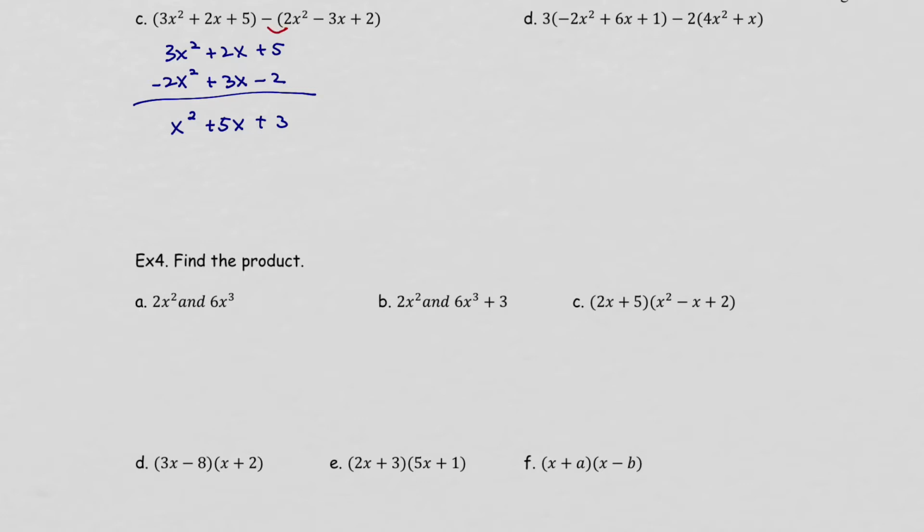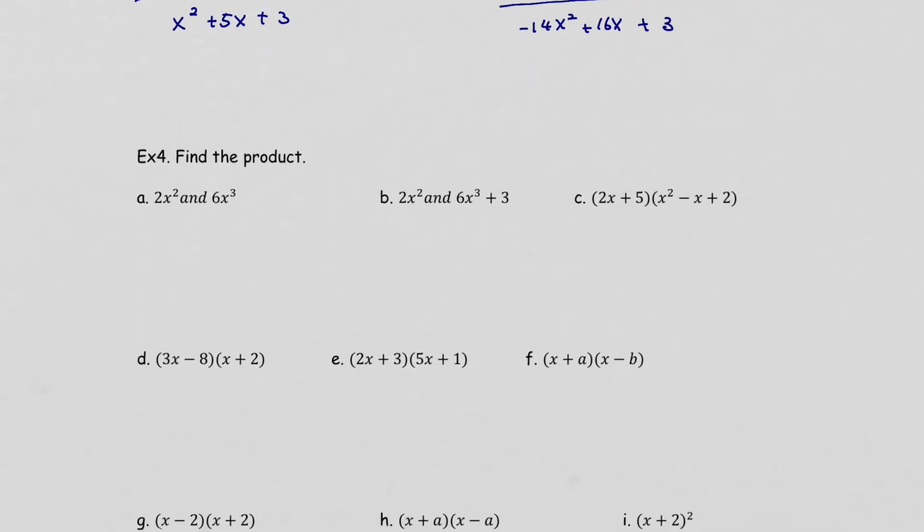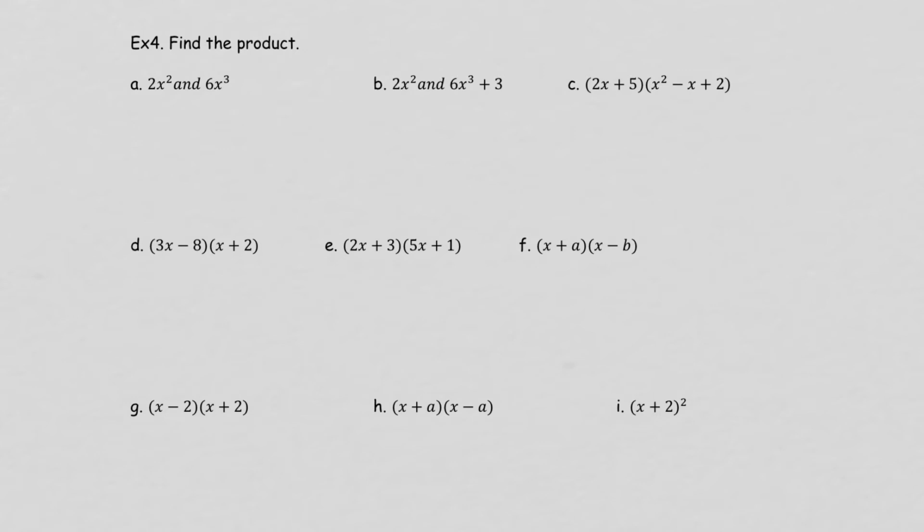Make sure you're distributing this 3 times. So this becomes negative, positive, negative, right? Let's try one more. This one is distributing to open the parenthesis first. So you get negative 6x squared plus 18x plus 3. Now you're distributing negative 2. So it'll be negative 8x squared, and negative 2 times x is going to be negative 2x. When you combine, you get negative 14x squared plus 16x plus 3. So that's what we do with the addition and subtraction.